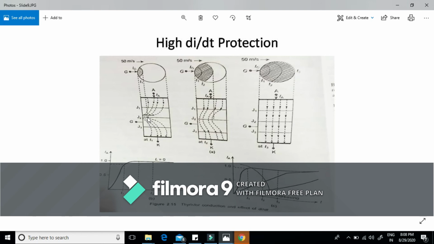Since these elementary SCRs are turned on over a small confined part only, this results in localized hot spots, or we can say localized heating at the junction J2. And this may cause the destruction of the thyristor. Thus, a thyristor needs protection against this high rate of rise of current, and a protective circuit used to protect a power semiconductor device during turn on condition is called a turn on snubber circuit.